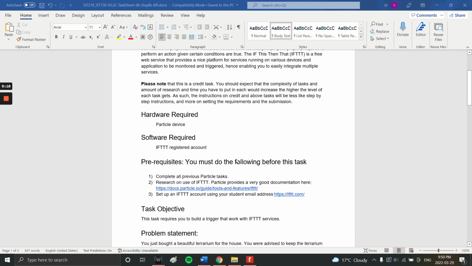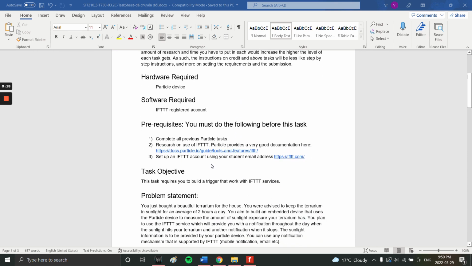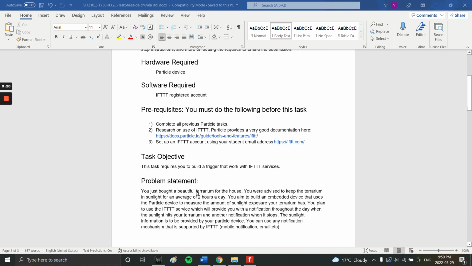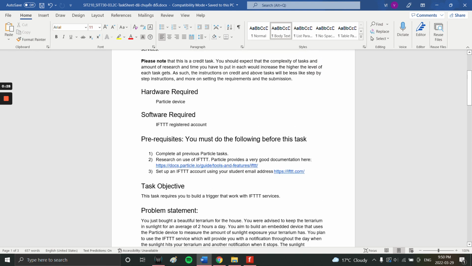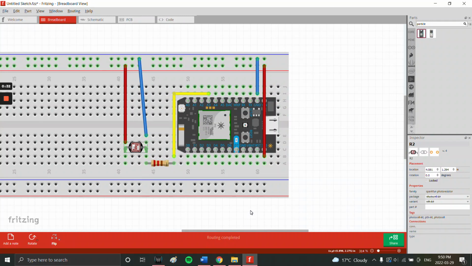The purpose of this task is to solve the problem of a terrarium for the house, which uses the IFTTT service and a Particle Argon. So my system includes a photocell, a resistor and a Particle Argon.